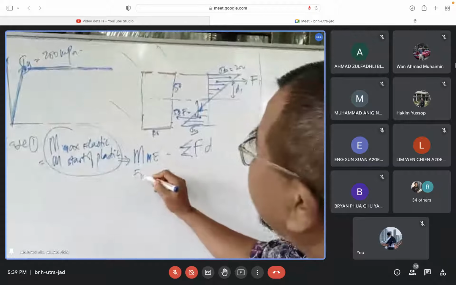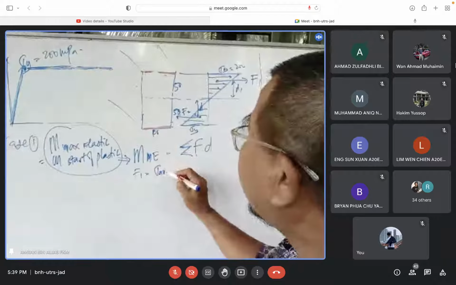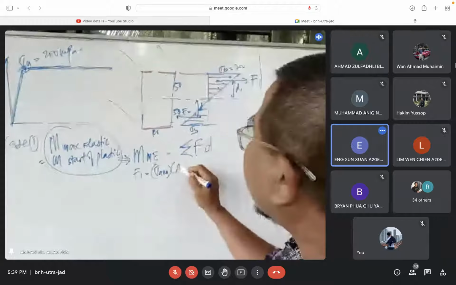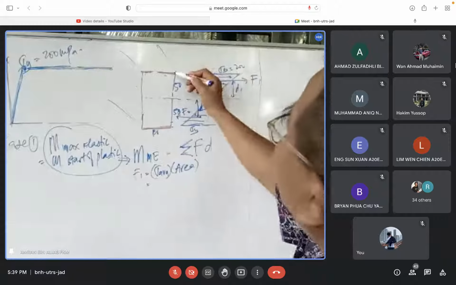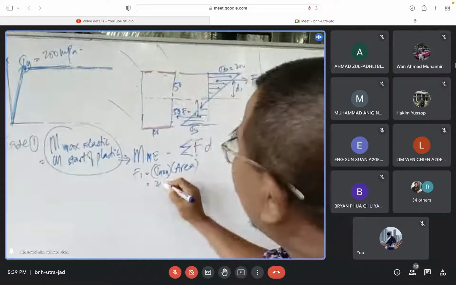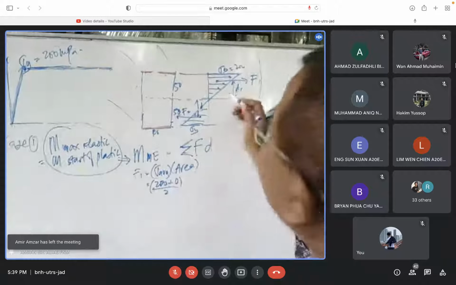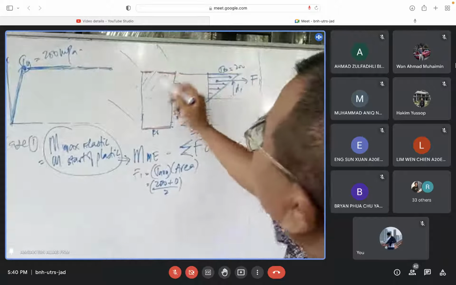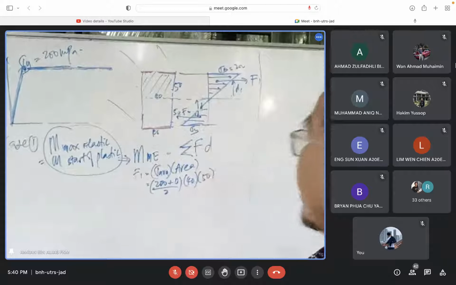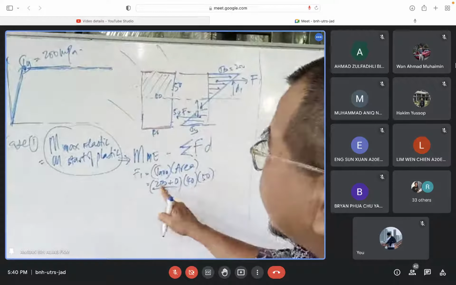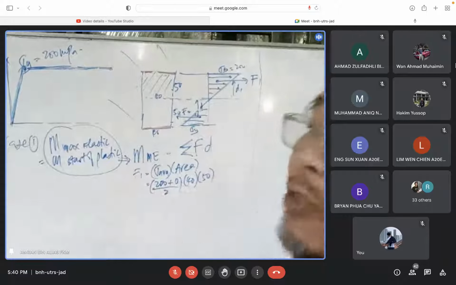So what is F1? What is the formula? Sigma average times area. So the sigma average is, the top here is 200, here is 0. So 200 plus 0 divided by 2. That's why you call it average. And then the area, this X here is on that area there. What is the area there? 40 times 50. This is mega, this is milli, and milli becomes micro, so mega and micro cancel out. The answer must be Newton.